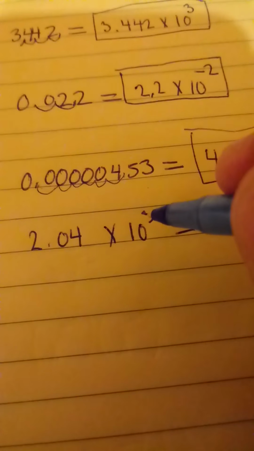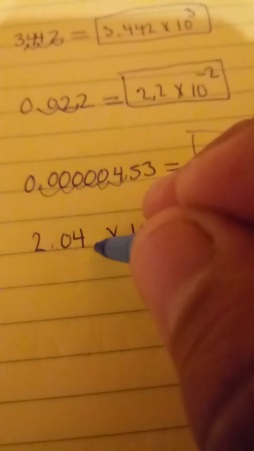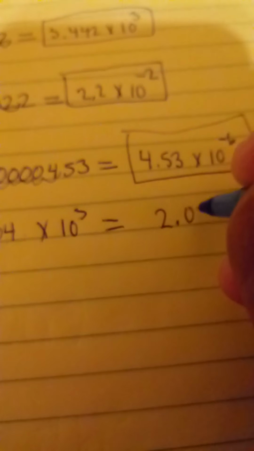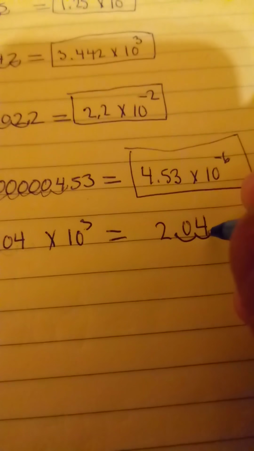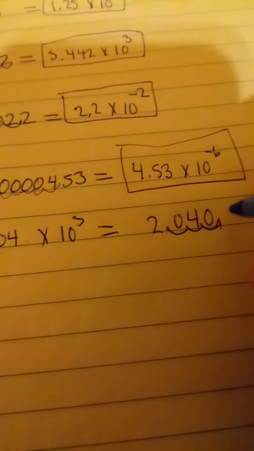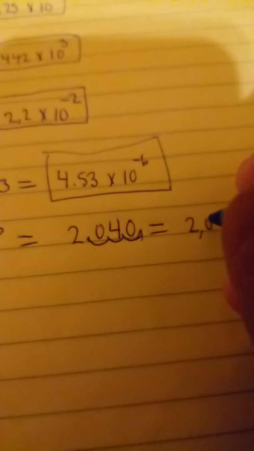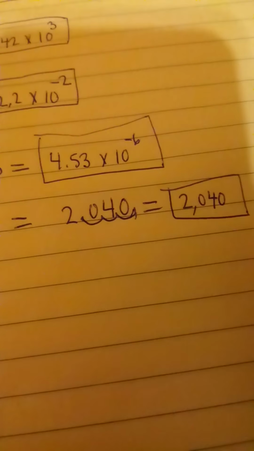So in this case, since it's a positive, that means that the decimal is going to move that many places to the right. So when we do this, this will be 2.04, and we're going to move it once, twice, 3 times. Since there's no value here, we're going to put a 0. So your answer for this one will be 2040. And that's your answer for that.